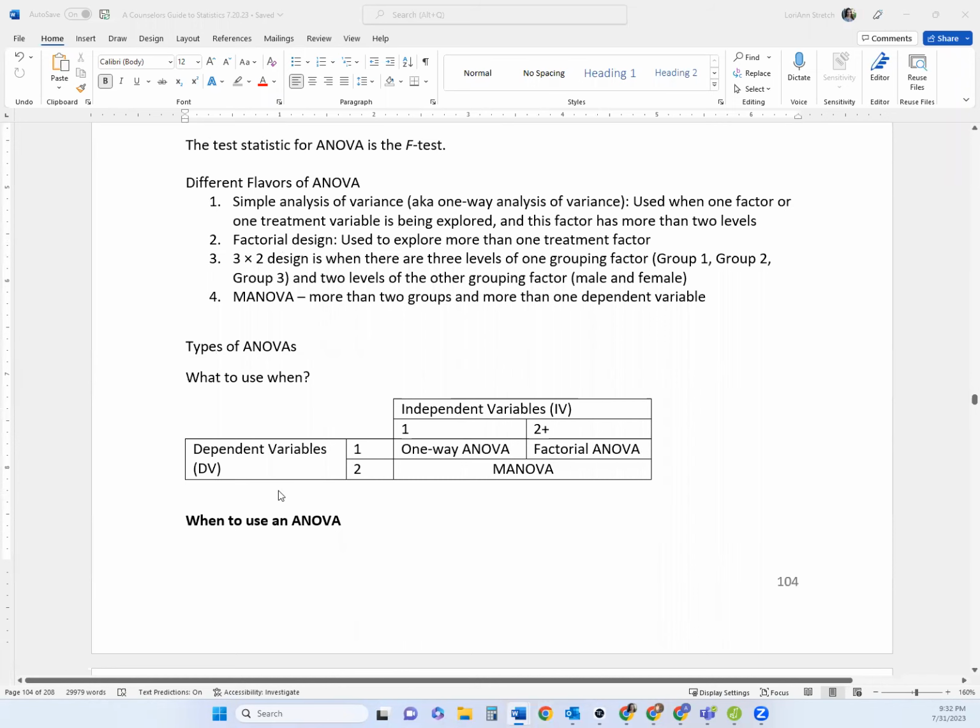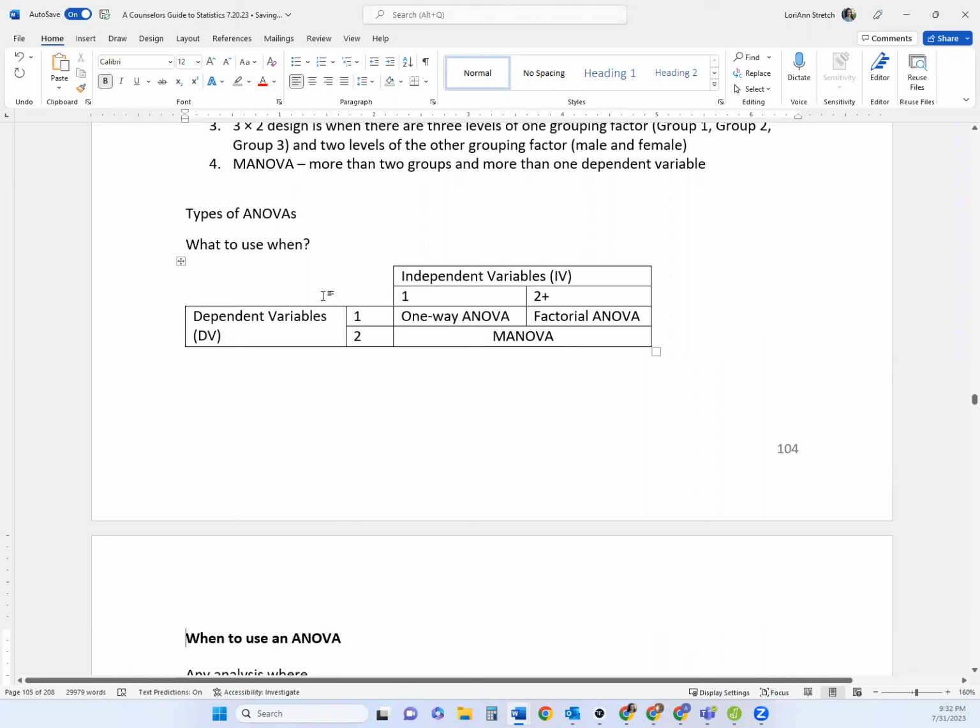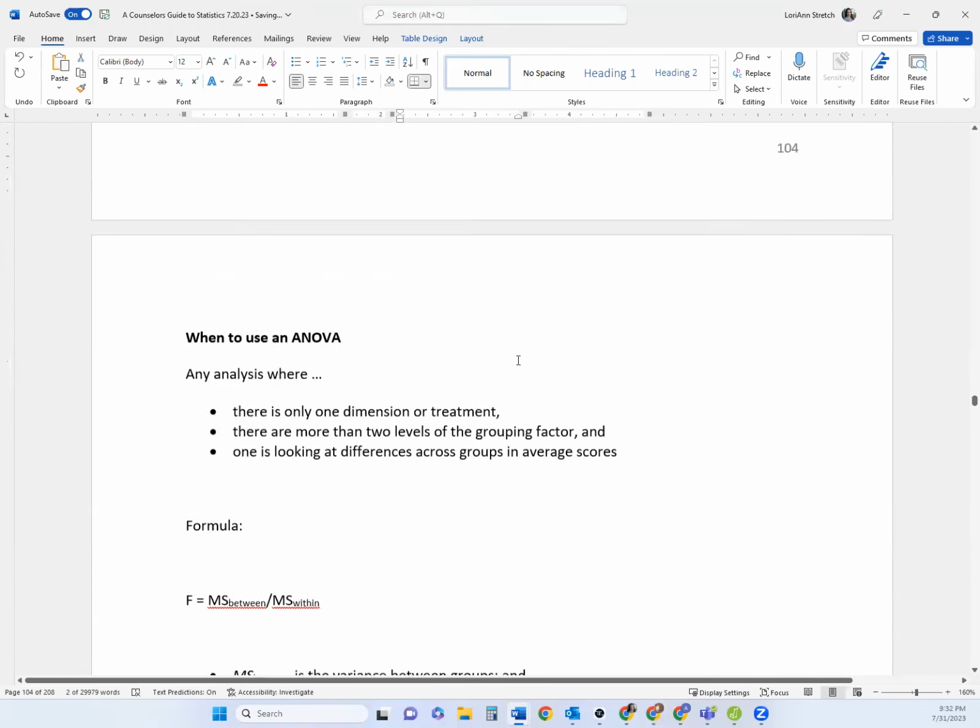I created this chart here to help know when you use an ANOVA. In this situation, if we have one independent variable and one dependent variable, we're going to use a one-way ANOVA. If we have two or more independent variables, ways that we're dividing the groups, then we'll have a factorial ANOVA. And if we have more than one dependent variable and one or more independent variables, we'll use a MANOVA.